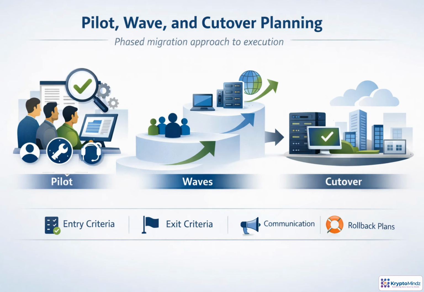Migration execution works best when risk is reduced in stages. Begin with a pilot, a small representative group that proves the design, support model, and user experience before scale. Then move into waves, grouping users, devices, apps, or sites by dependency, geography, business unit, or risk. Each wave needs clear entry and exit criteria, communications, support coverage, and rollback choices. Cutover is the controlled moment when a workload or population moves to the target model. After cutover, stabilize quickly, capture lessons, and feed them into the next wave.